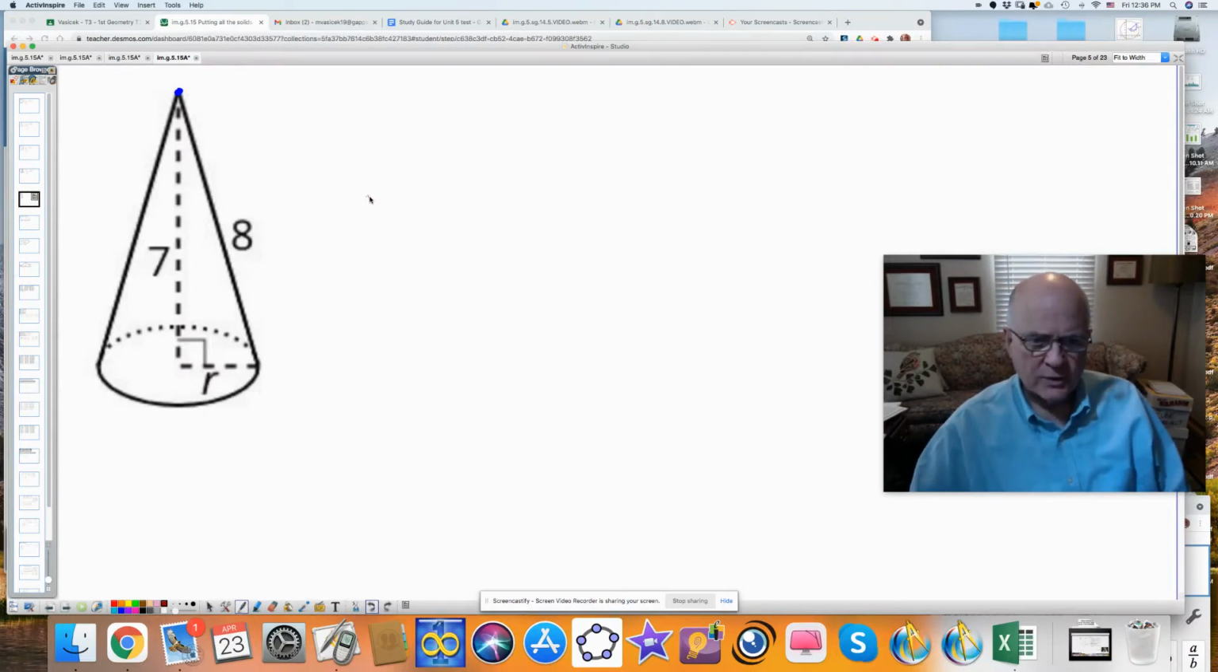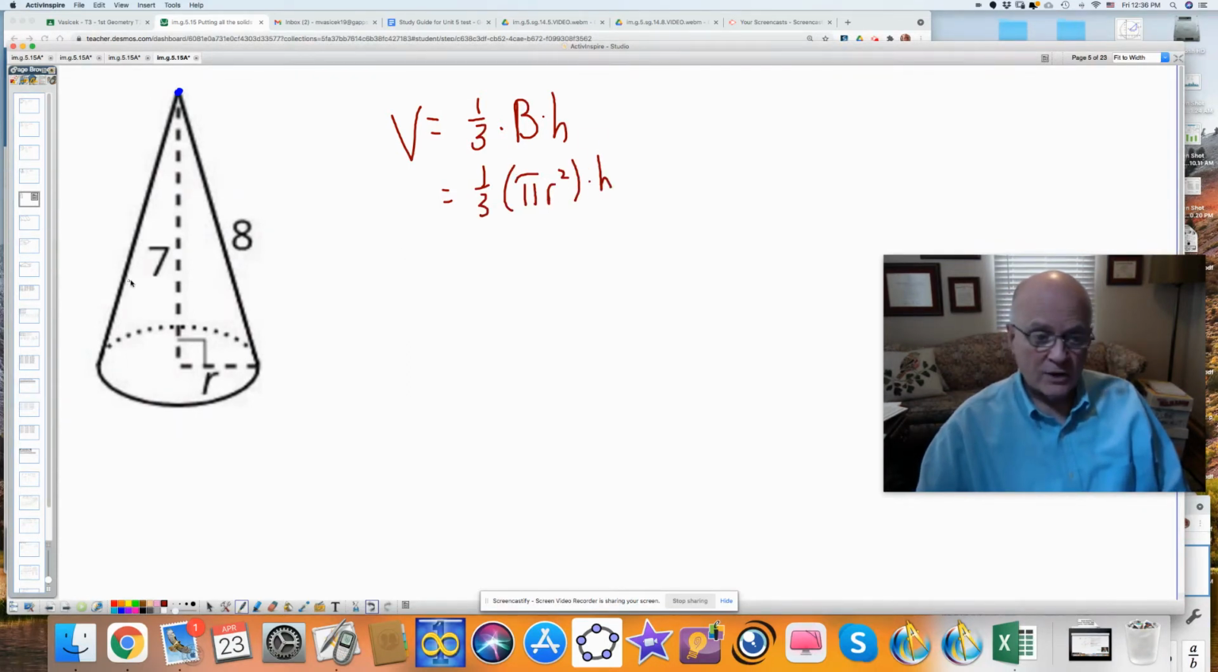I think we're missing the radius. Why do I know that? The volume of a cone is equal to 1/3 times the area of the base times the height, which is 1/3 times pi r squared times the height. I know the height, it's 7. What I don't know is the radius. How can I use the given information of this triangle to solve for the radius? I'm going to use the Pythagorean theorem. It's a right triangle, so I should be able to use the Pythagorean theorem: a squared plus b squared is equal to c squared.